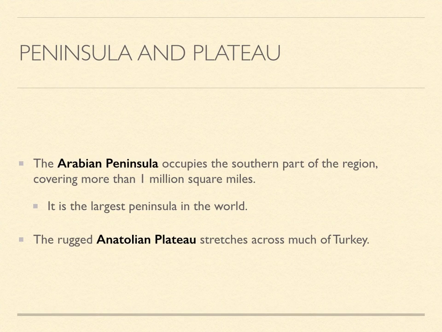Peninsula and Plateau. The Arabian Peninsula occupies the southern part of the region. It's the largest peninsula in the world. The rugged Anatolian Plateau stretches across much of Turkey.